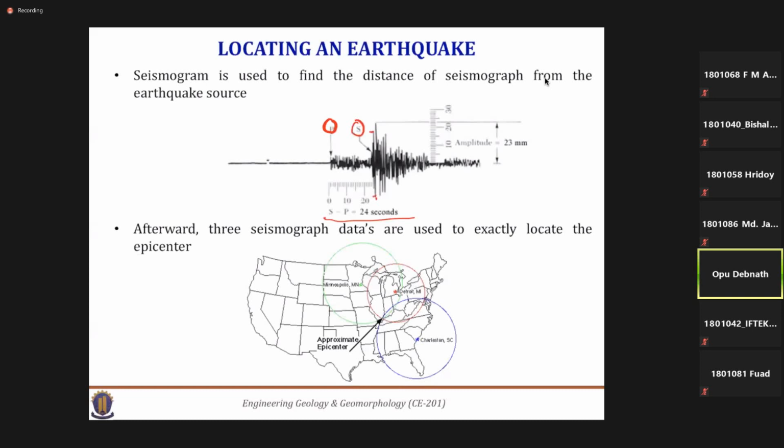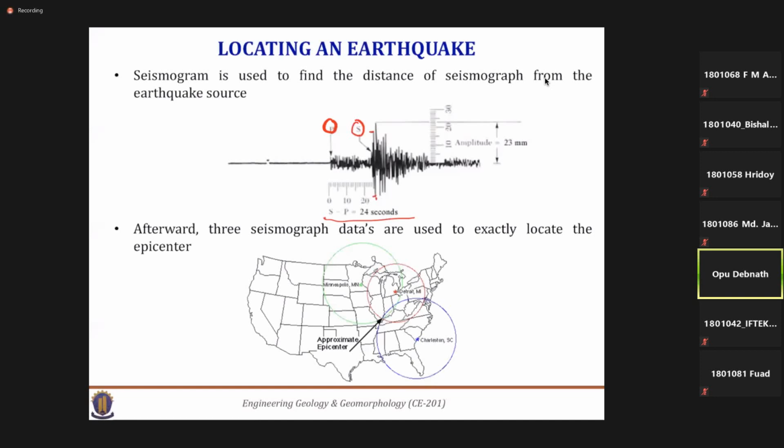And next one, how can we locate the earthquake? That means the point of an earthquake. As we know the amplitude from the seismogram, and there is some empirical equation to calculate the distance of the epicenter from the seismogram station. That means the seismograph devices are located at many points on Earth. Suppose one is in Chittagong, one is in Dhaka, or any point.